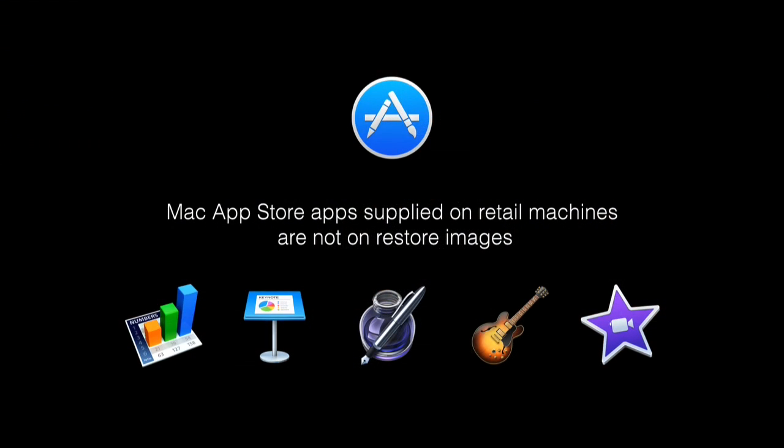But a restored machine isn't identical to one that's brand new and out of the box. Retail machines are supplied with 5 Mac App Store apps already on them, and the user's prompted to adopt these to their Apple ID, unless you're using device-based VPP. So a restored machine will not have these apps present. And if this machine has had these apps redeemed on it to an Apple ID, the user's not going to be prompted to install them from the Mac App Store. So they're going to need to be sourced through a different method, whether that's getting redemption codes from fulfillment or through VPP.